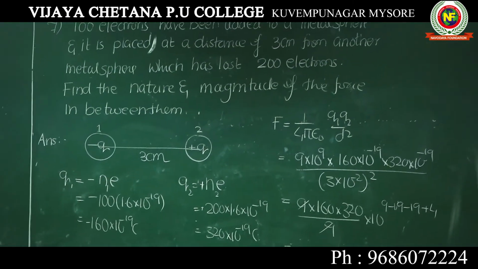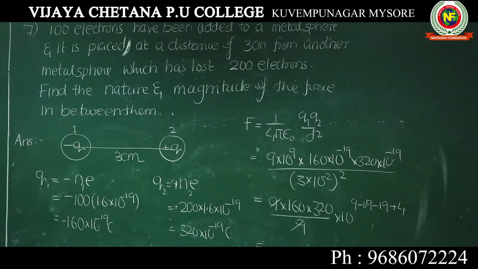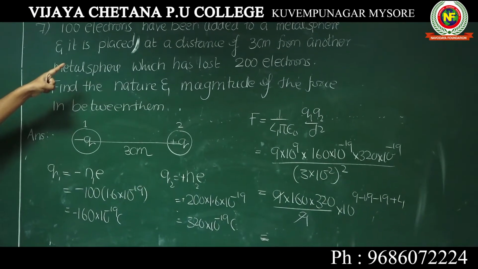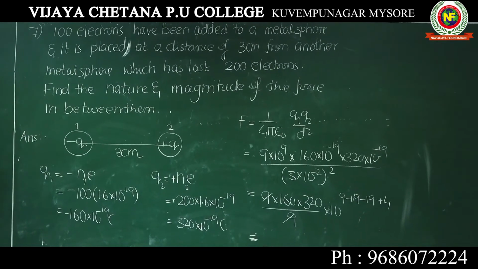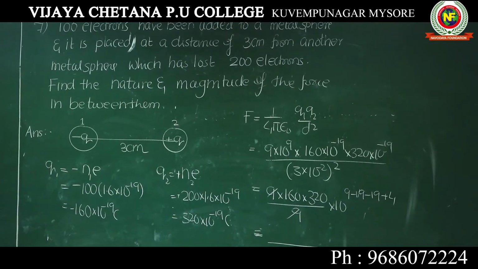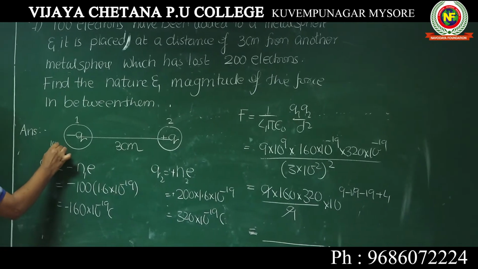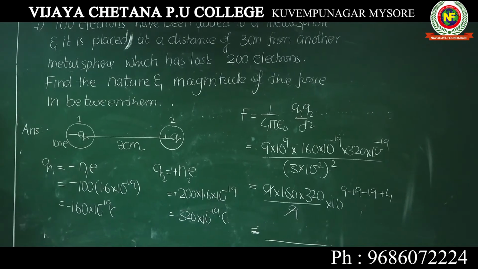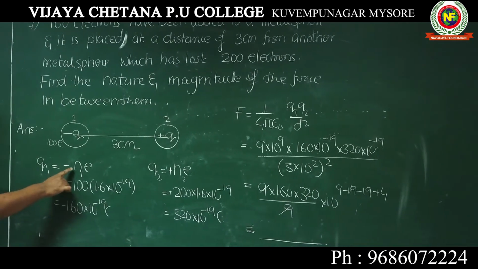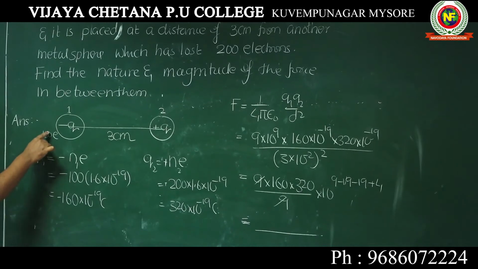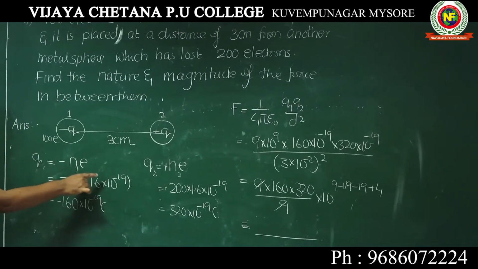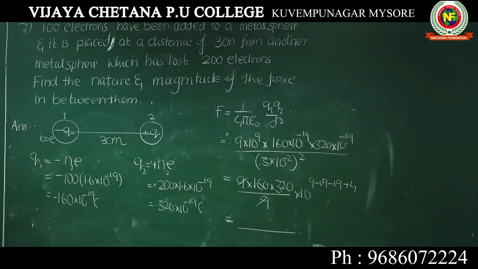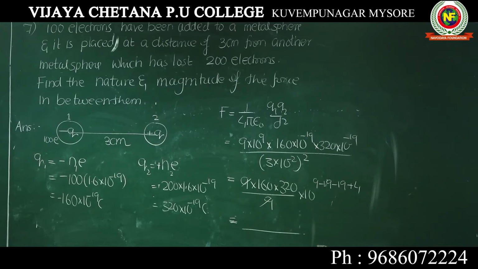I'll explain it once again. Carefully observe. Simple. See, 100 electrons have been added to a metal sphere. First point. One metal sphere, 100 electrons have been added. When you add electrons, body gains the negative charge. How do you calculate it? Q is equal to Ne. N is how much? 100 electrons. E is 1.6 into 10 power minus 19. On simplifying this, I got the charge magnitude as minus 160 into 10 power minus 19.